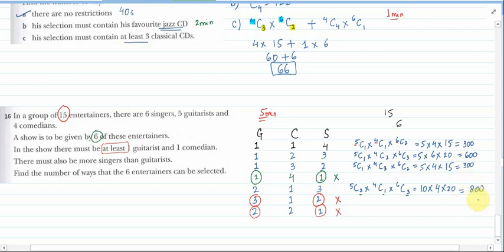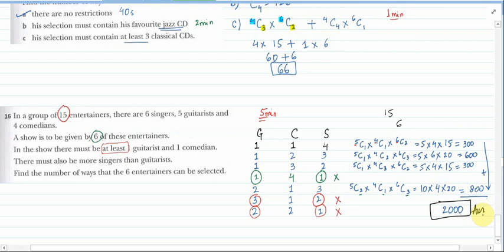Alright. So if I add all those numbers, 300 plus 600 is 900, 900 plus 300 is 1200, 1200 plus 800, adding up all those numbers, you will get 2000. Alright, and that is your final answer, 2000.